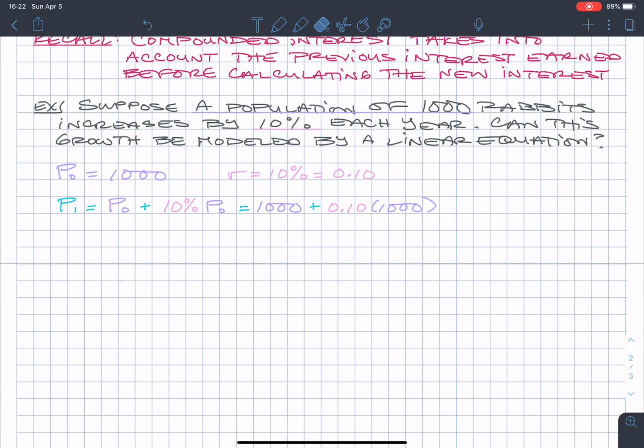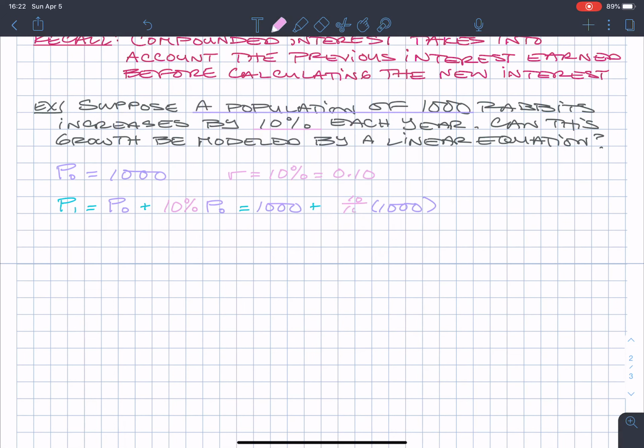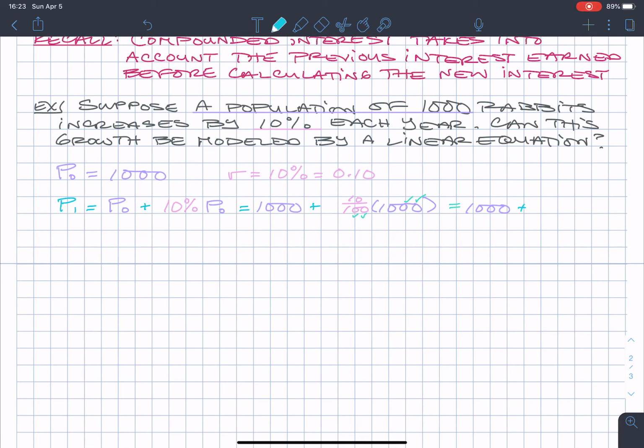And why did I write it like that? I prefer not to use a calculator. Let's write that as 10 over 100, shall we? In that way I can reduce 2 of the zeros. And I get 100. So 1,000 plus 100 is 1,100 in blue. So that's how many rabbits I have at the end of the first year.